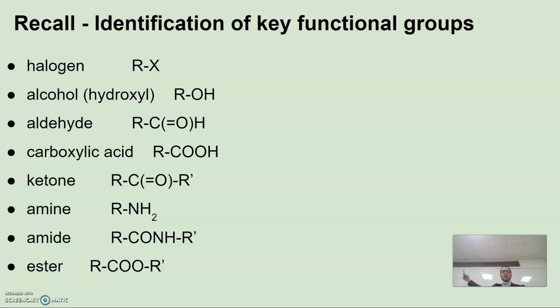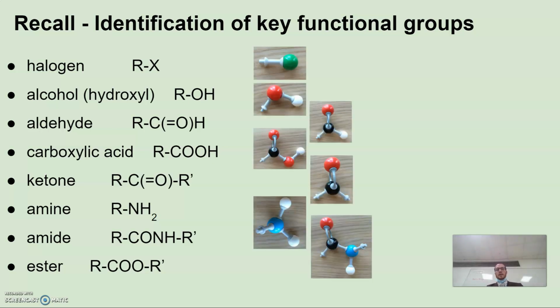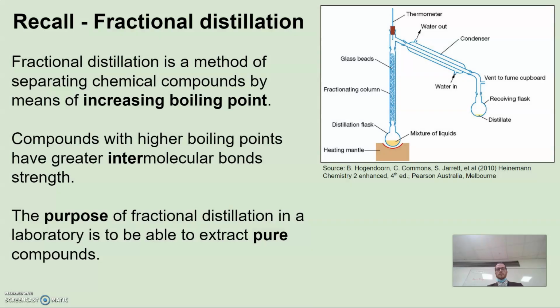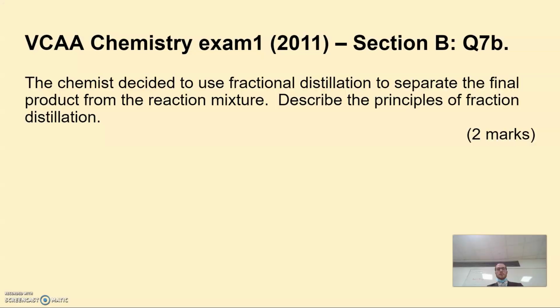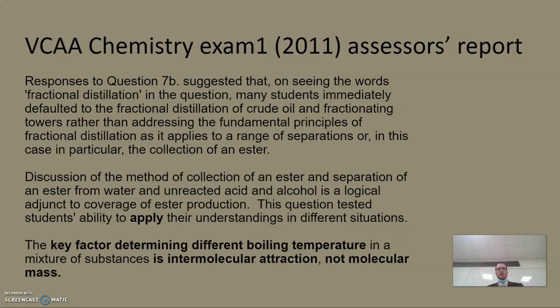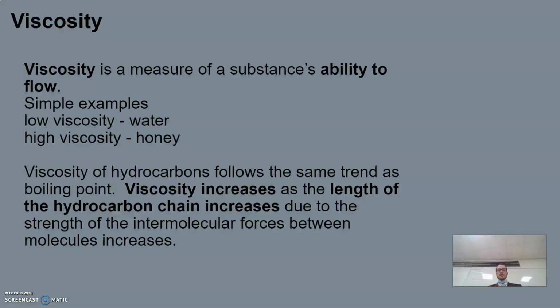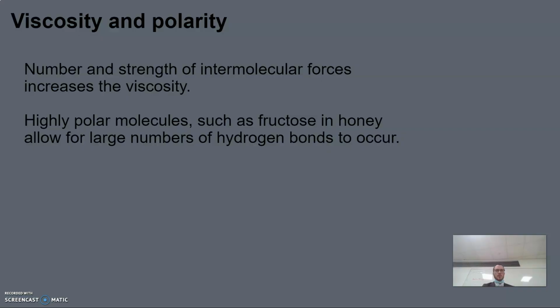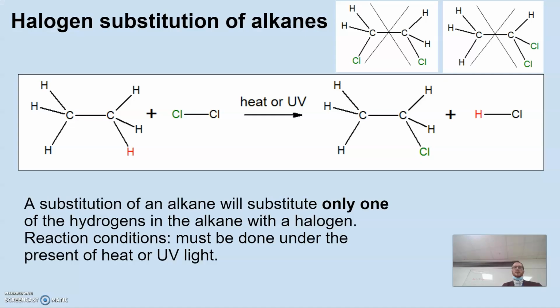Functional groups, halogen, we've seen that. Alcohol, seen that. Skipping over aldehyde, right? Carboxylic acid, we've seen that. Ketone, amine, amide, we're skipping over those. And ester we have seen. Here's all my images that I made. Just mentioned that already. Skipping over this, okay. Moving on. Viscosity, don't need to worry about that yet. Flashpoint, don't need to worry about that yet.